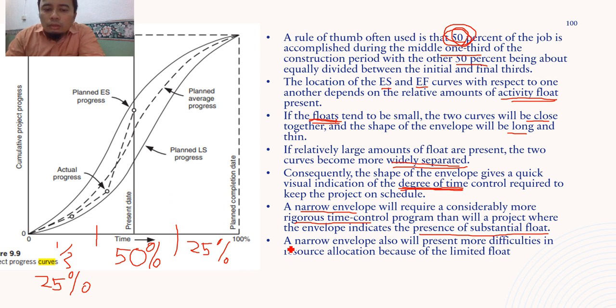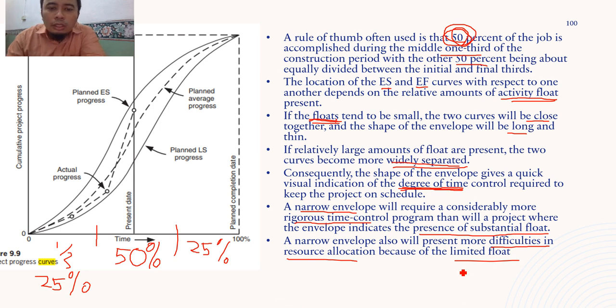And also another one, a narrow envelope also presents more difficulties in resource allocation because of limited float. As you can see, if it has limited float, a lot of resources need to be focused on the task. So basically it means that you need to spend more money. You need to have more workers to finish more work in a short period of time. So it would be a large concentration of resources.